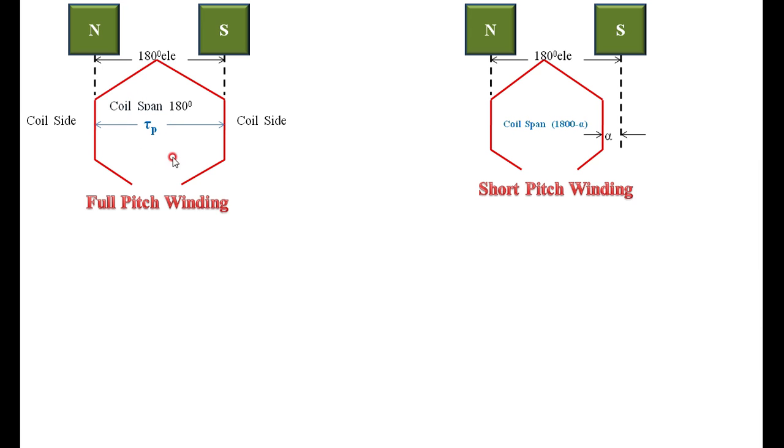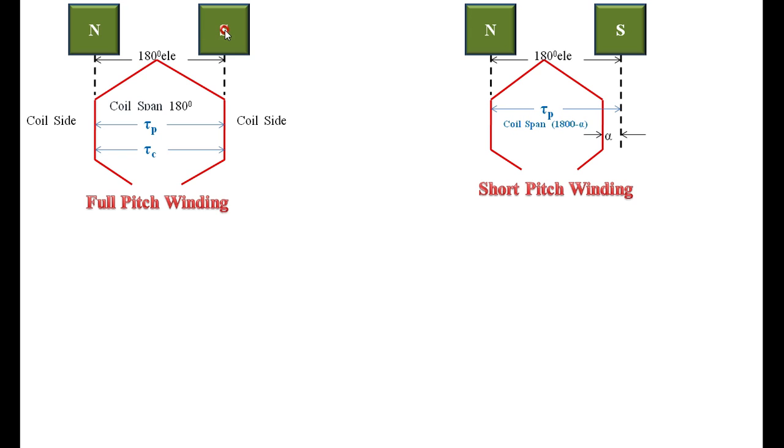Then the coil span is represented by tau p. Tau, a subscript P. Okay. Here also, tau P is the pole pitch. What is a pole pitch? Pole pitch is nothing but the angle between, or the slots between, N to S pole.